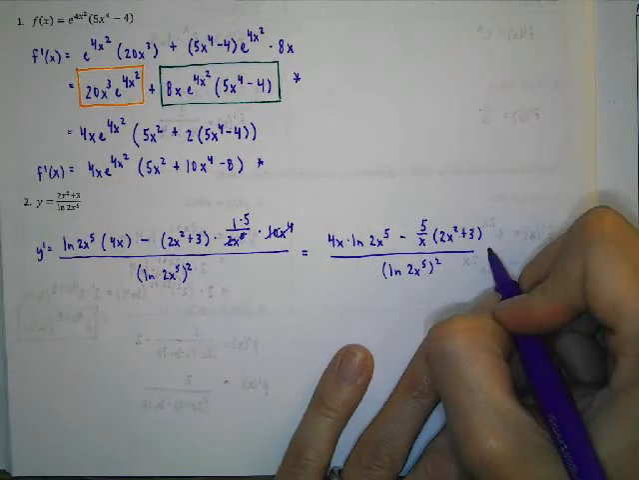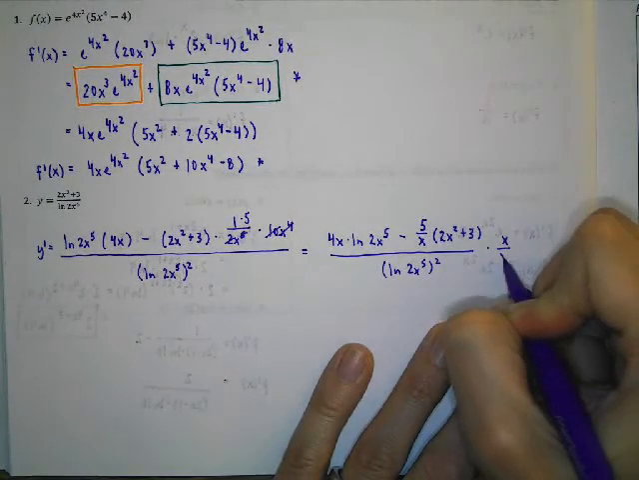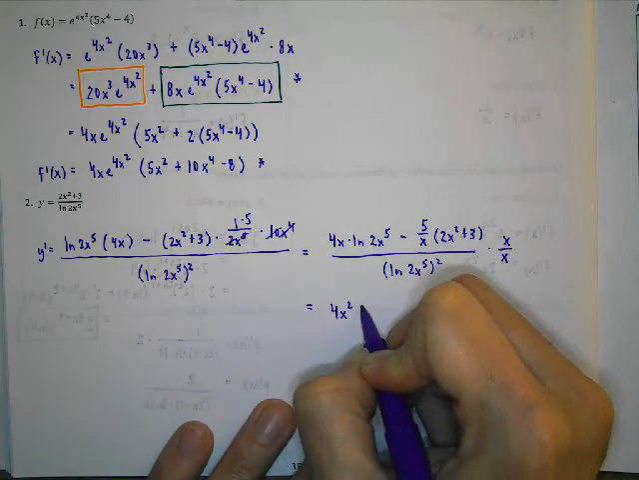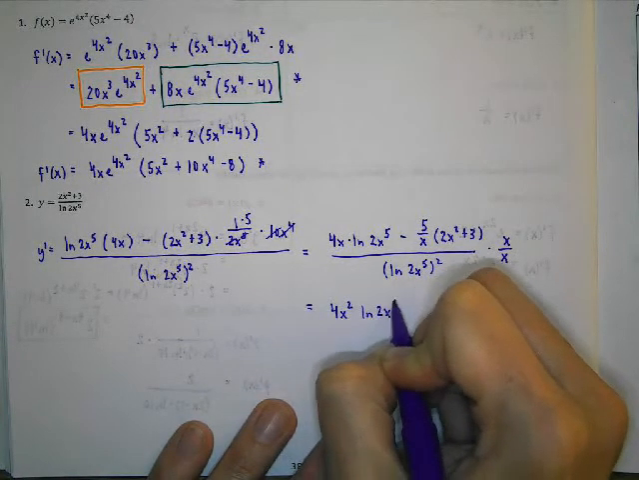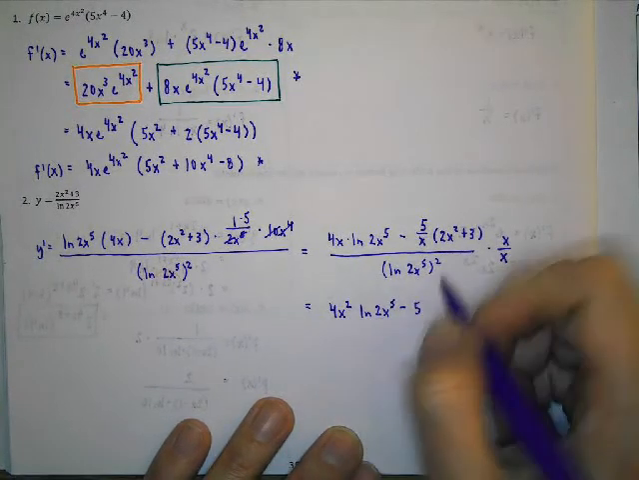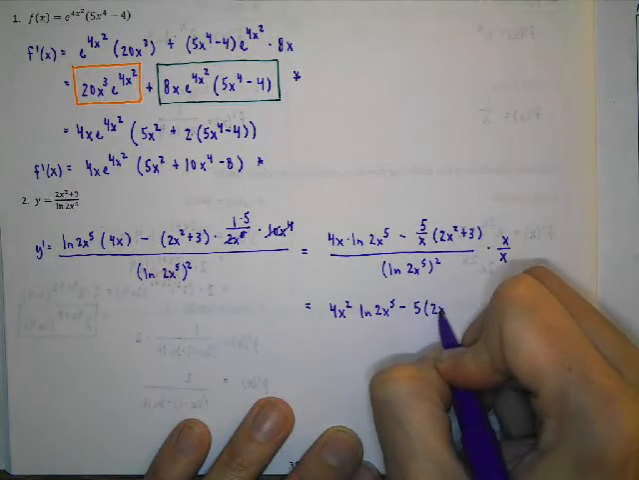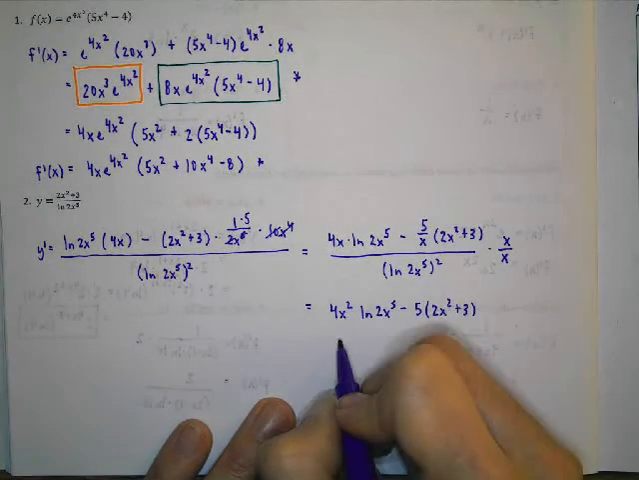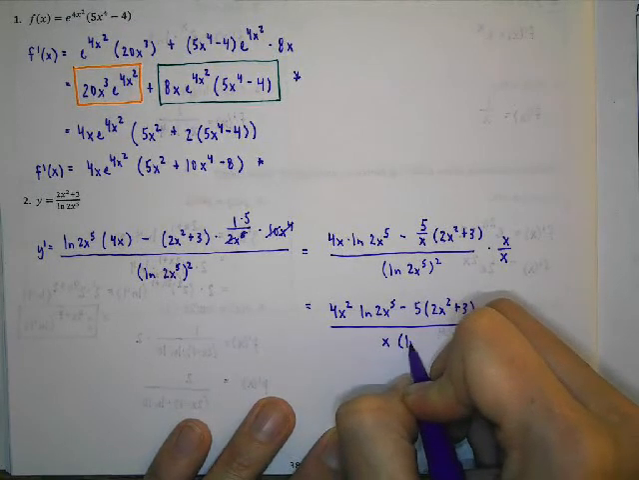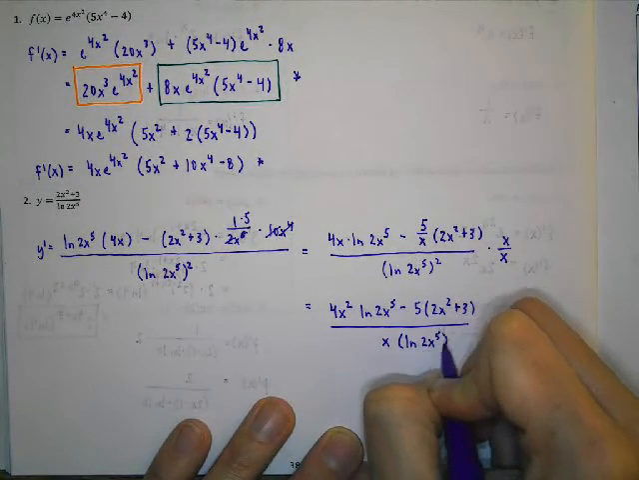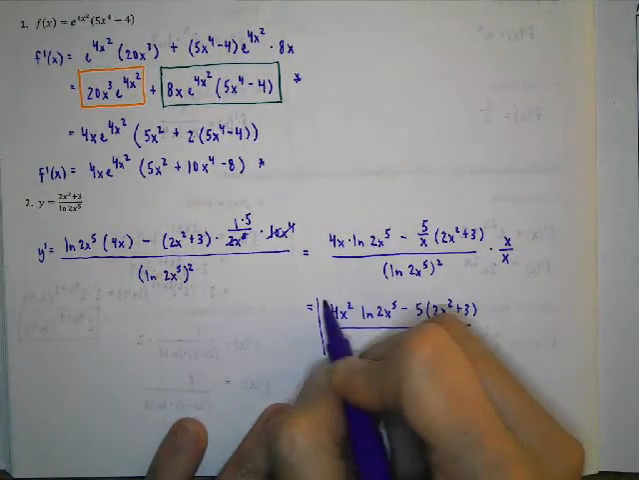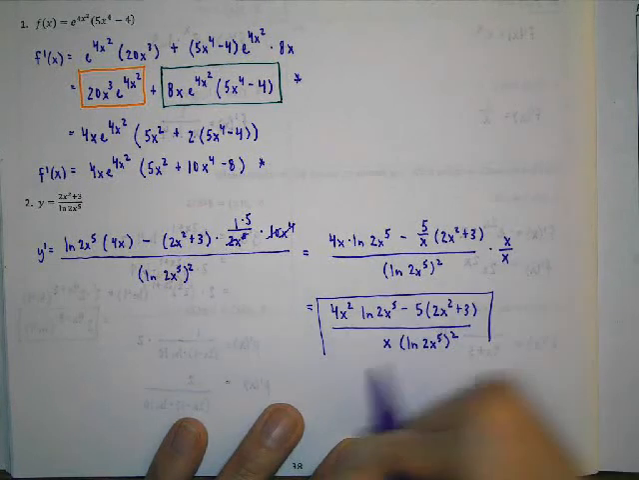And so now to get rid of that fraction, I'm just going to multiply my top and bottom by x. And so I'll end up with 4x squared times the natural log of 2x to the 5th. When I distribute to this term, that x is going to cancel. So minus 5 times 2x squared plus 3, all over x times the natural log of 2x to the 5th squared. And that will be our derivative.